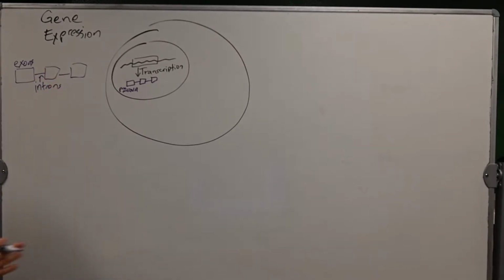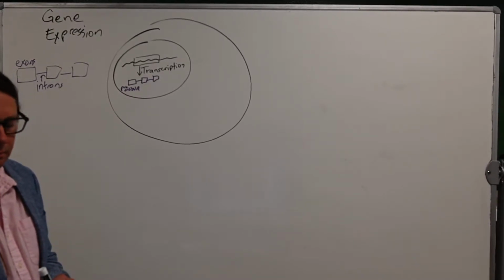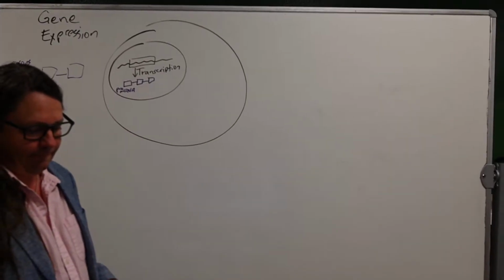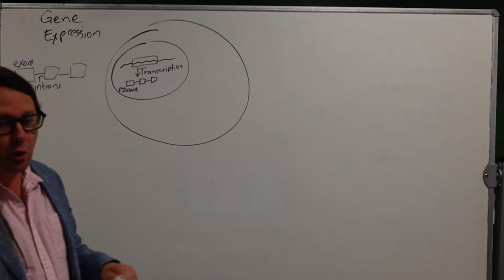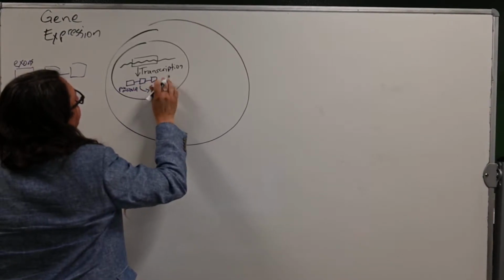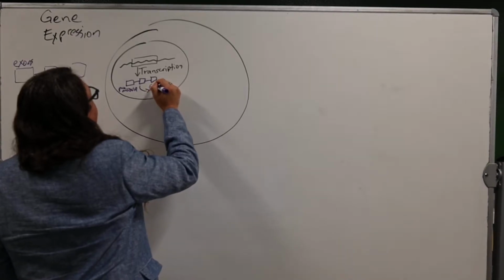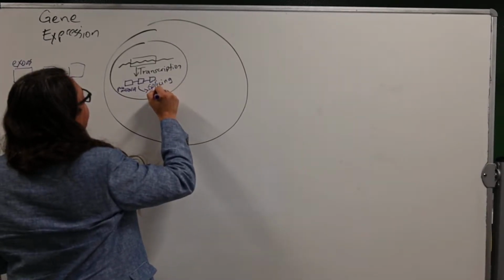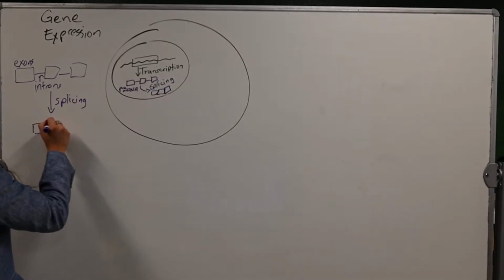Okay, what's the difference between the two? The introns are the non-coding parts. So the exons are coding. Right, the exons code for the protein. So what has to happen to this transcript? What's the next step? Splicing. And that does what? Right, it removes the introns. So now all we have left are the exons. So we've gotten splicing, and now we just have that.